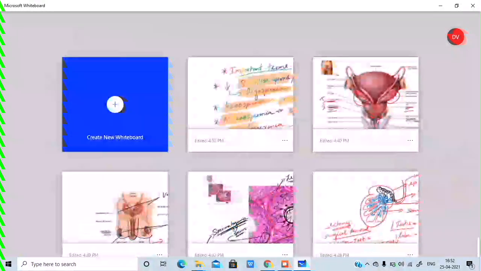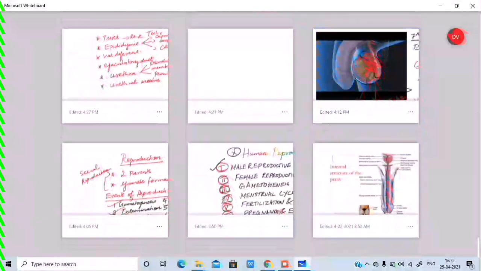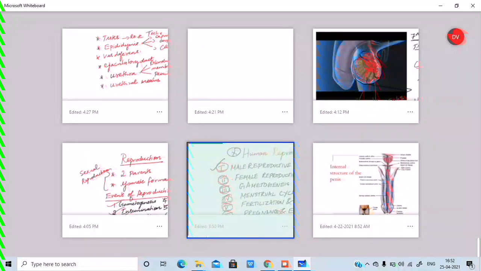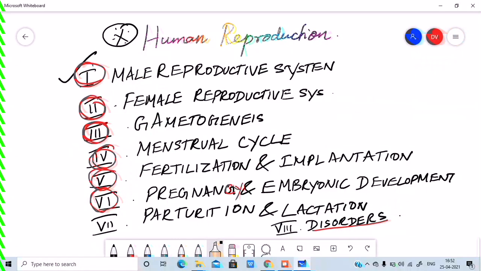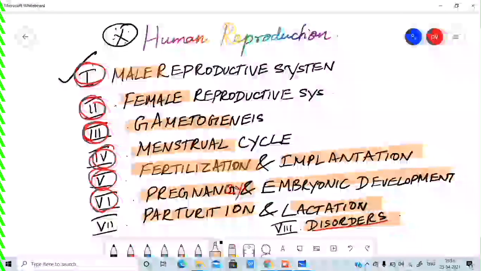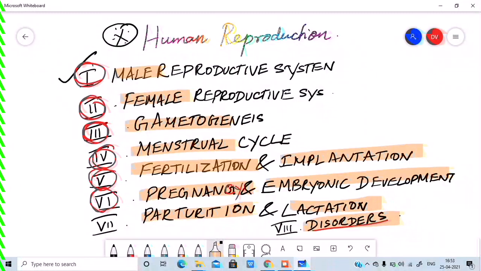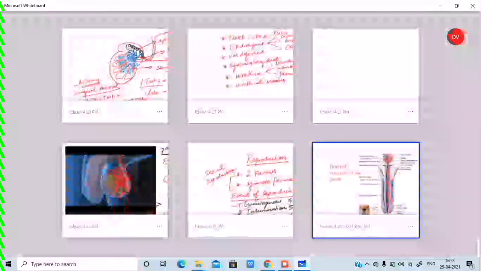Alright guys, so let me quickly take you through all of the slides so that you can know about all of the important terminologies. We started with the structure of the chapter: the male reproductive system, female reproductive system, gametogenesis, menstrual cycle, fertilization and implantation, pregnancy and embryonic development, parturition, lactation, along with all of the disorders of the reproductive system. So this is the entire chapter, and today we saw the male reproductive system.